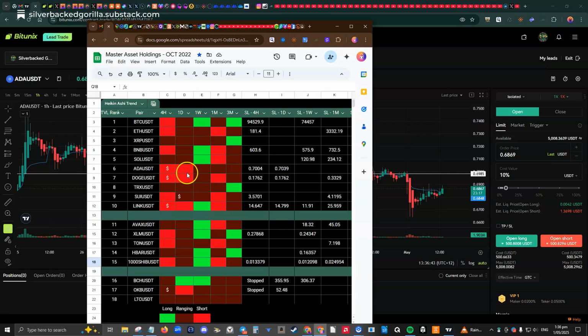So everything's ranging except for ADA, Doge, and Link. The daily candle just closed, so I've now got a candle printed that's informing me that I've got a Heikin-Ashi downtrend to take a short on ADA, Doge, and Link.